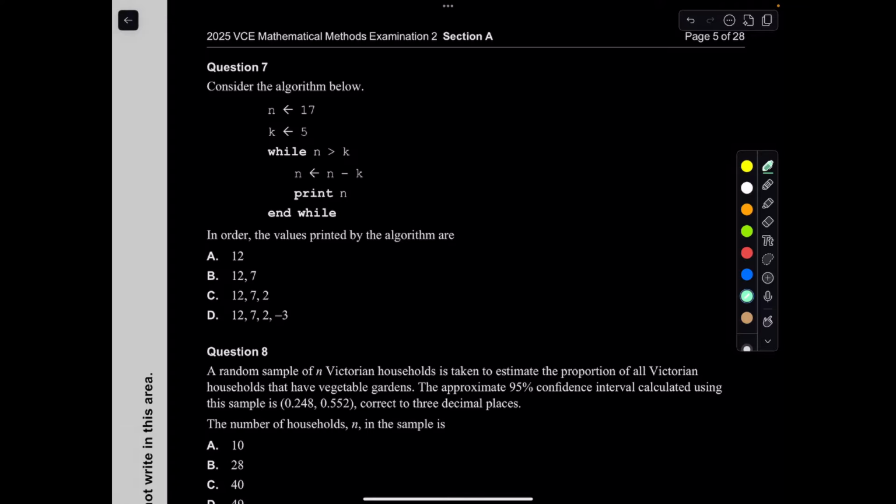Consider the algorithm below. Beautiful. So we have this algorithm. In order, the values printed by these algorithms are what? Now, whenever you're doing pseudocode, just please follow it step by step. That's the goal. Just follow it step by step. So this is how you want to approach these questions.